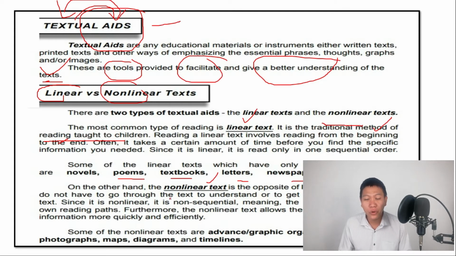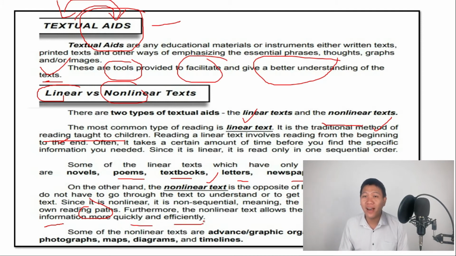The readers do not have to go through the text to understand or to get the idea of the whole text. Since it is non-linear, it is non-sequential, meaning the reader can decide his own reading path. In a linear type of textual aid, it must be sequential. The first, the second, the third, you cannot jump or you cannot skip. On the other hand, if it's non-linear, then you have the liberty to decide which path you will take in reading. Furthermore, the non-linear text allows the reader to find specific information more quickly and efficiently.